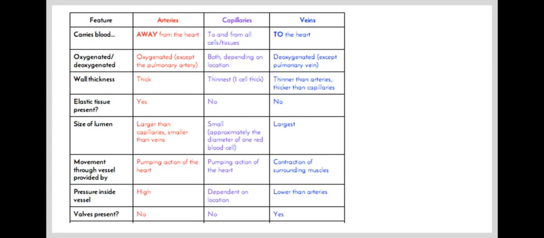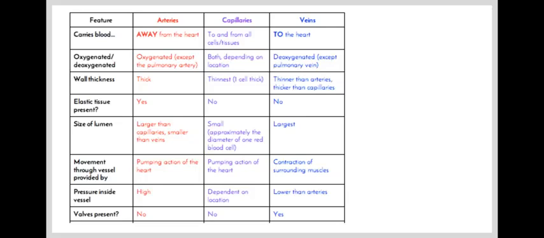So this table summarizes the three different types of vessels quite nicely. The features that are listed there include things like: what it carries, is the blood oxygenated or deoxygenated, how thick are the walls, do they have elastic tissue, what is the size of the lumen? The lumen is the opening through which the blood passes. Movement is provided by what, what is the pressure inside the vessel, and are there valves present?